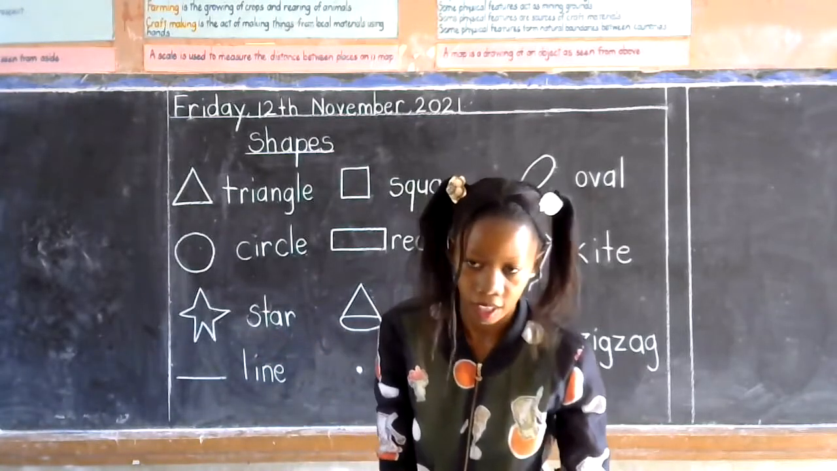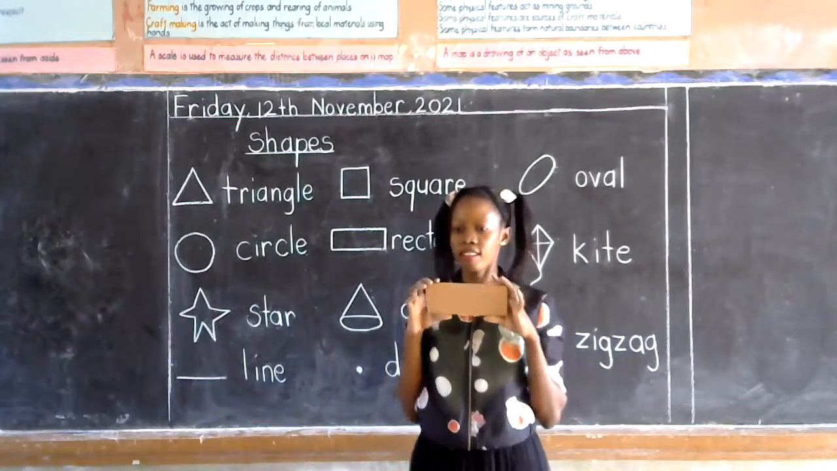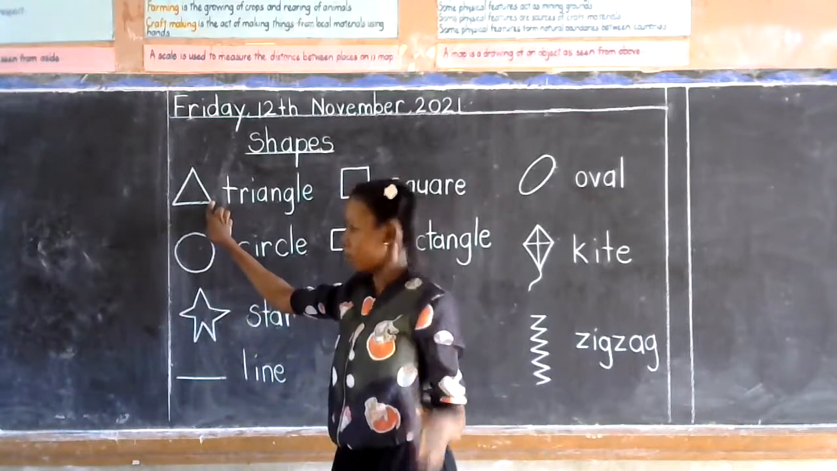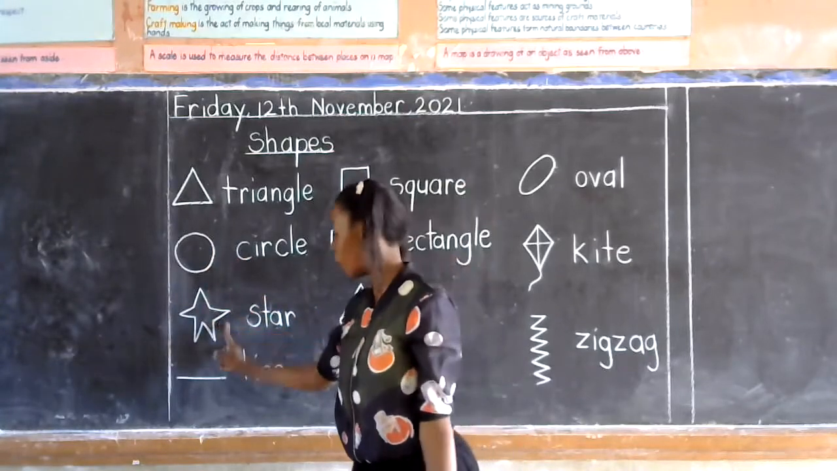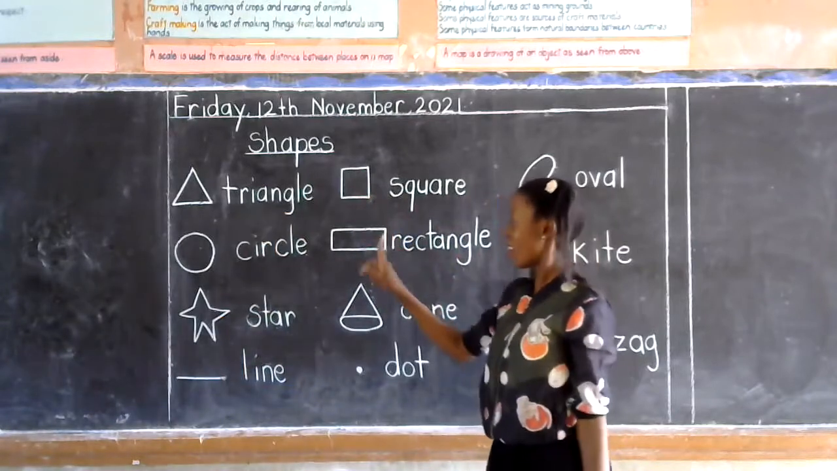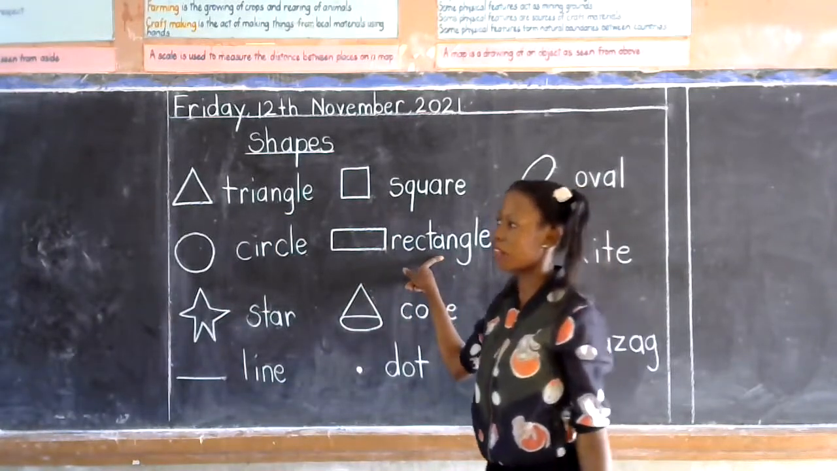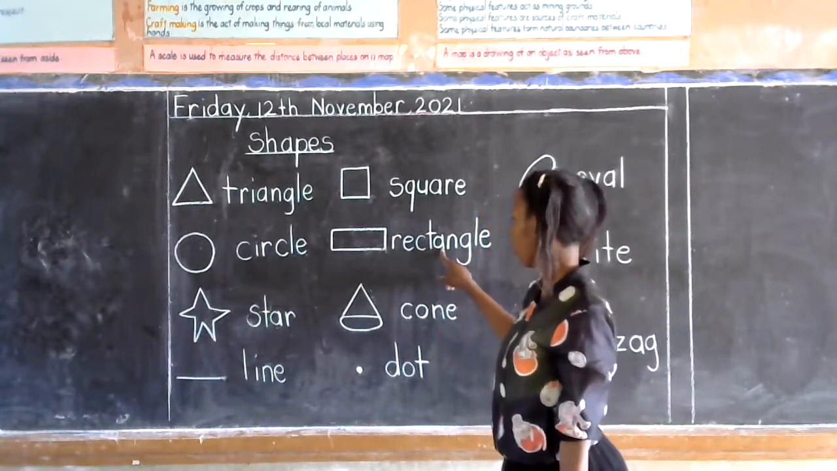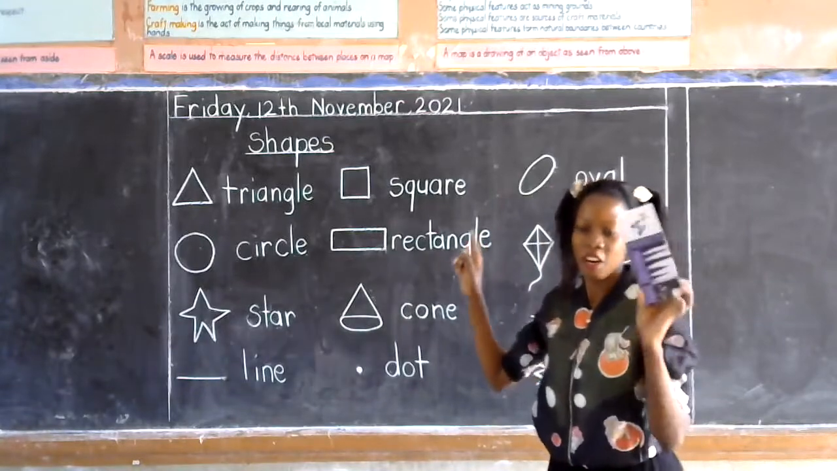I have another shape here. Which shape is this? This is a rectangle. Is this a rectangle? No. Is this a rectangle? No. Is this a rectangle? Yes, this is a rectangle. Let's spell the word rectangle. R-E-C-T-A-N-G-L-E. The word is rectangle.